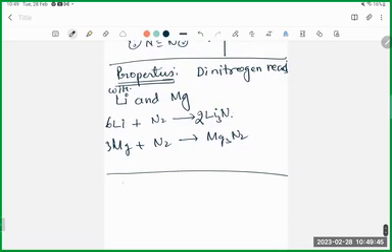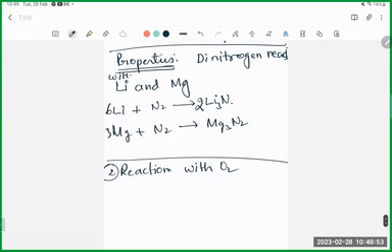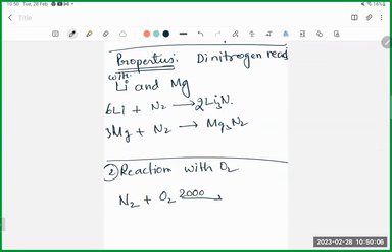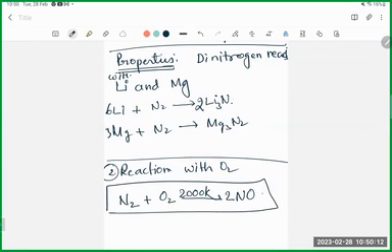Second, the reaction of dinitrogen with oxygen. Dinitrogen, N2, and O2 react at high temperature. We say 2000 Kelvin. At this high temperature, nitric oxide is produced. A very important reaction it is. So nitric oxide forms when dinitrogen combines with dioxygen at very high temperature. Okay, so we are done with dinitrogen.